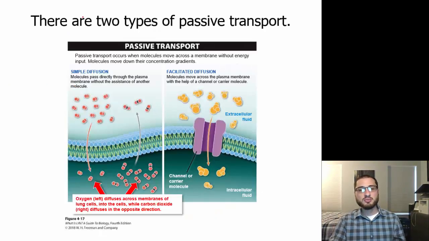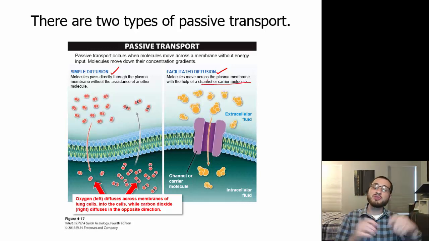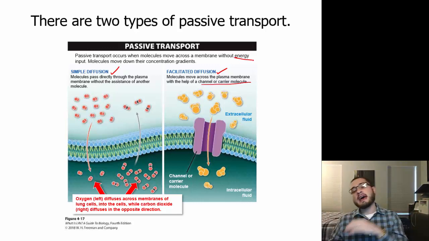There is simple diffusion, where molecules pass directly through the membrane without the assistance of another molecule. But then you also have facilitated diffusion, where it's going to be facilitated, it's going to be helped. And these molecules move across the membrane with the help of a channel or a carrier molecule. Now, passive transport occurs when molecules are going to move across the membrane without energy. So now we're talking about passive versus active transport. So passive is going to use no energy. Active is going to need energy, need ATP. And within passive transport, there are 2 types. You have simple diffusion and you have facilitated diffusion.